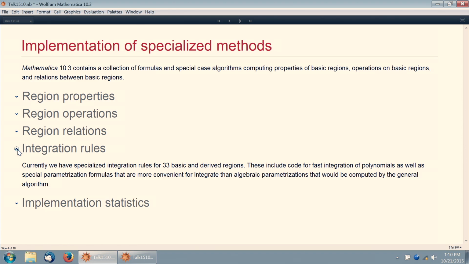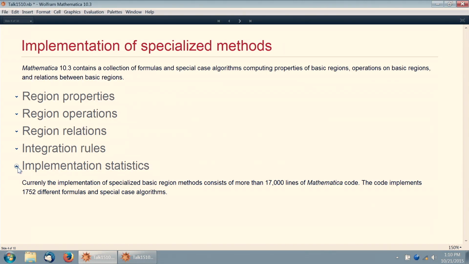And we have some nice parameterization stored with special regions so that integrate has an easier job, because in the general method, if we go to cylindrical decomposition, we get a parameterization that uses algebraic functions as integration bounds, which may not necessarily be what integrate can deal with best. So for instance, for many cases, a trigonometric parameterization is much easier for integrate to handle.